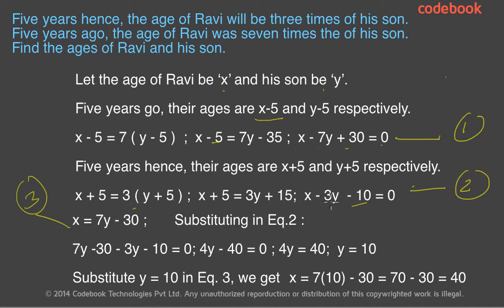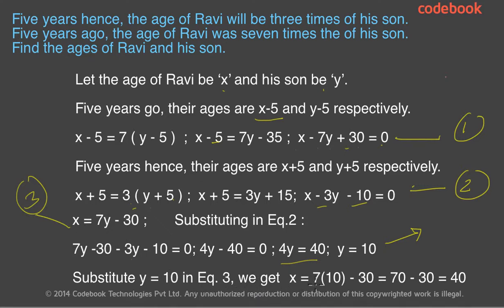So in equation 2, we have 7y minus 30 minus 3y minus 10 equal to 0, which is nothing but 7y minus 3y is 4y and minus 30 minus 10 is minus 40. So 4y minus 40 is 0, 4y equal to 40, y equal to 10. So now you have calculated the value of y, which is nothing but 10. So now substitute y equal to 10 in one of the equations. So here we will substitute in equation 3.